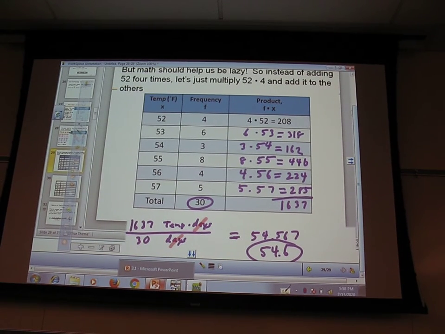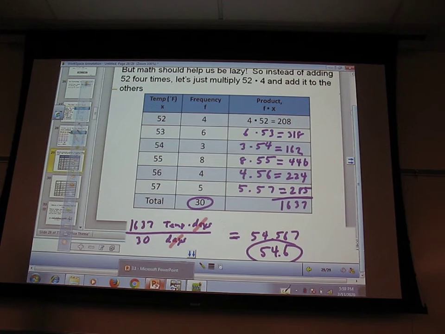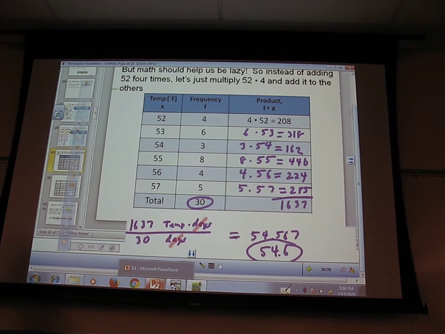Good? Yes, question? Are you typically, for any chart like this, going to just divide by the total of the frequency? Yes, but sometimes it's unclear what the frequency is, which we'll see in, I think, the next example.